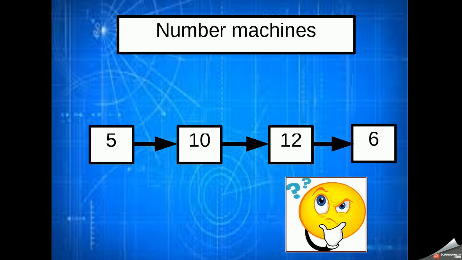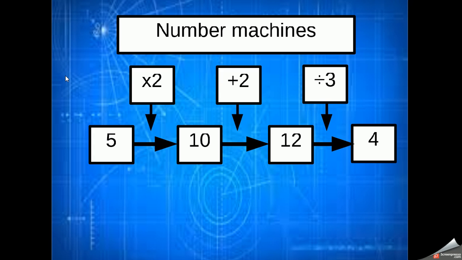We're taking an input of 5 and getting an output of 6. But what are the actual rules? Well, the 5 is being multiplied by 2 to give me 10. The 10 we're adding 2 to give 12, and 12 we're dividing by 3 to get 4. And hopefully by now, with your addition, your subtraction and division, you should be able to work out those things.